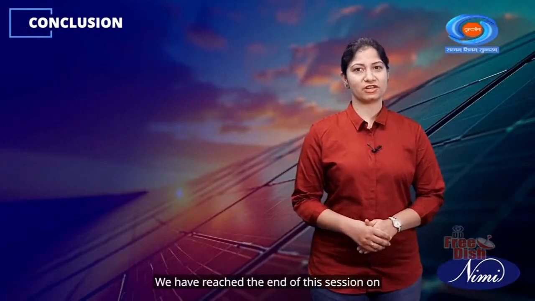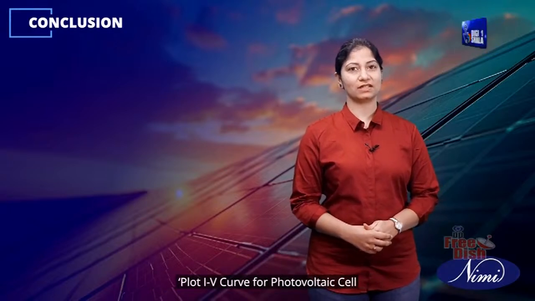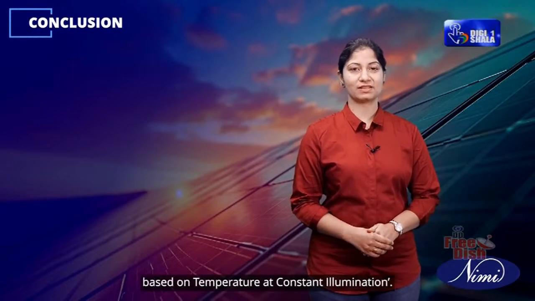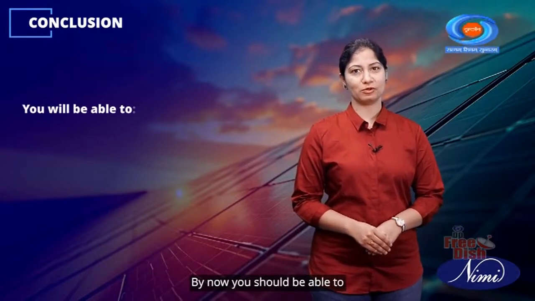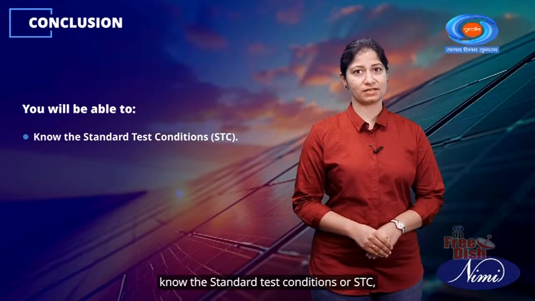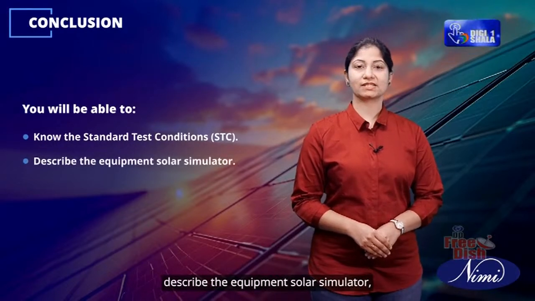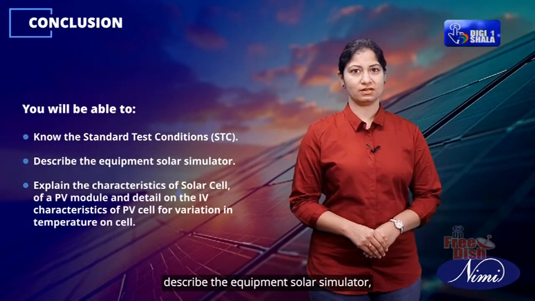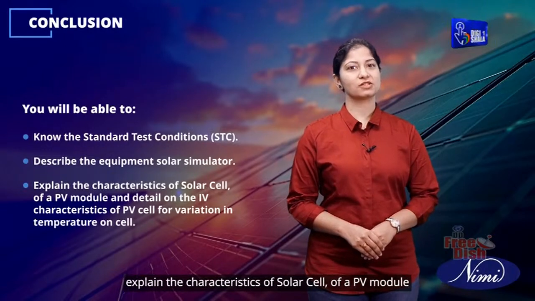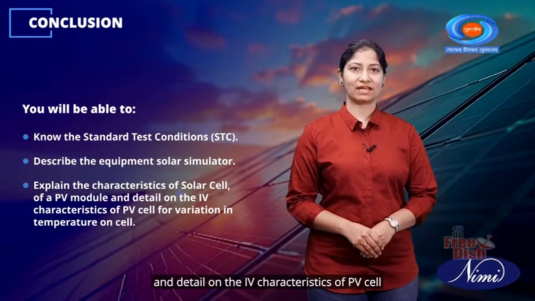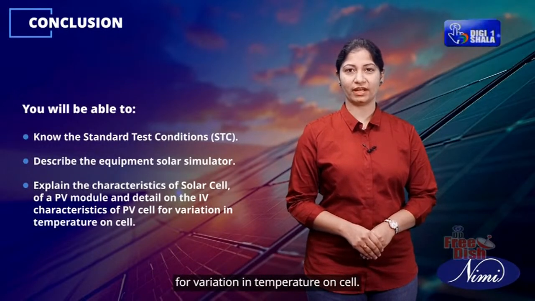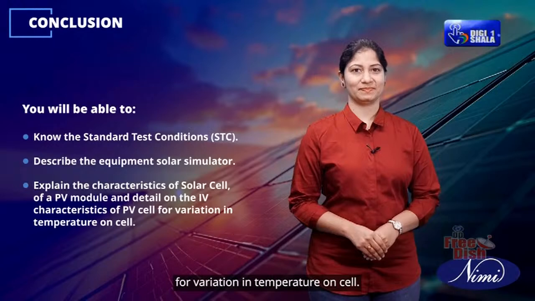We have reached the end of this session on plot IV curve for photovoltaic cell based on temperature at constant illumination. By now, you should be able to know the standard test conditions or STC, describe the equipment solar simulator, explain the characteristics of solar cell of a PV module, and detail on the IV characteristics of PV cell for variation in temperature on cell.